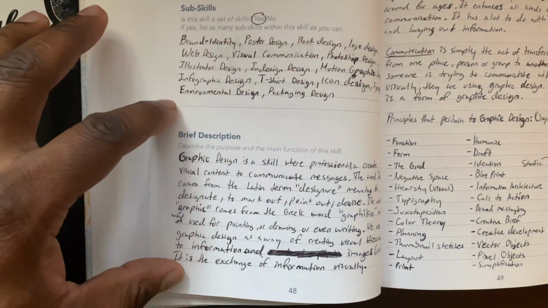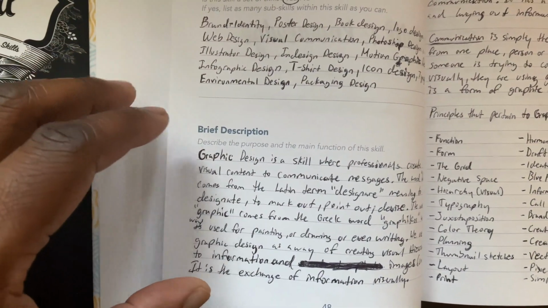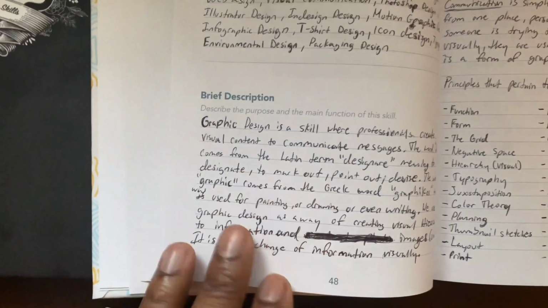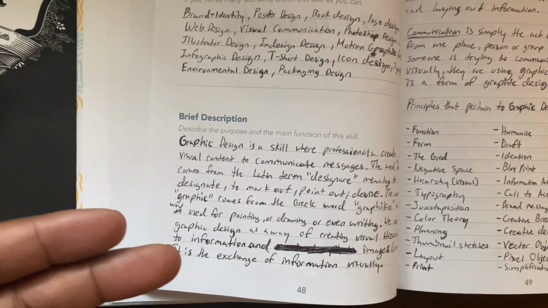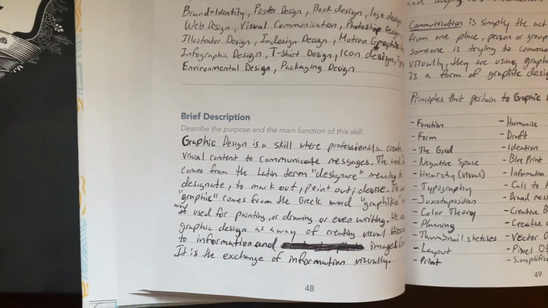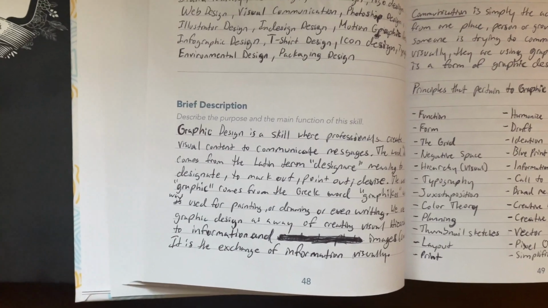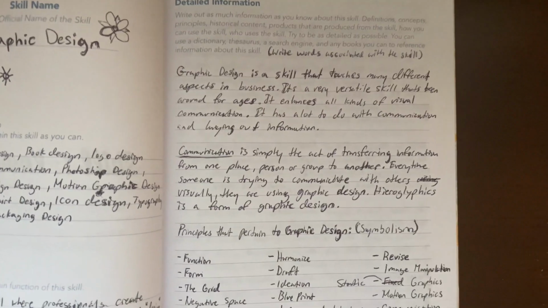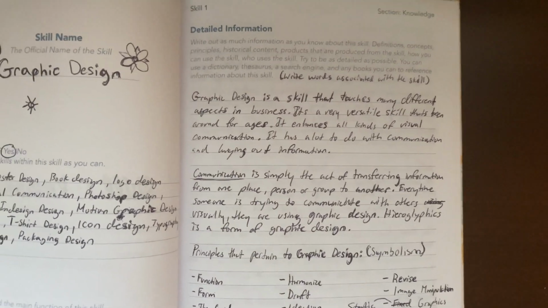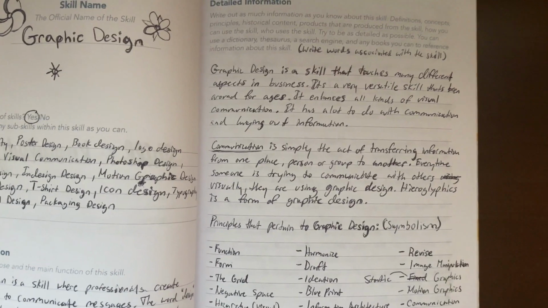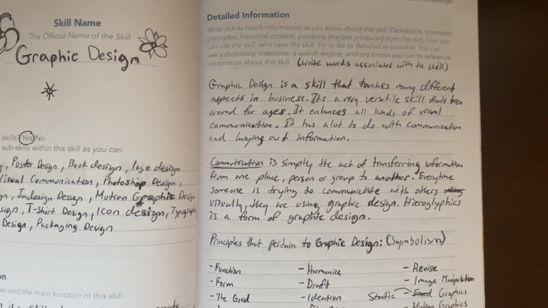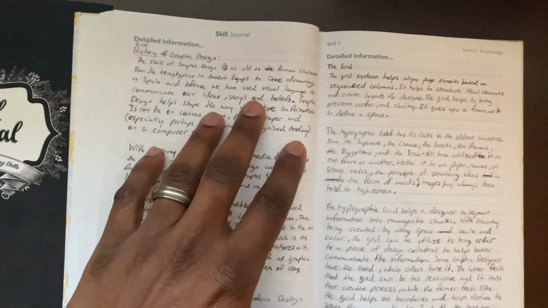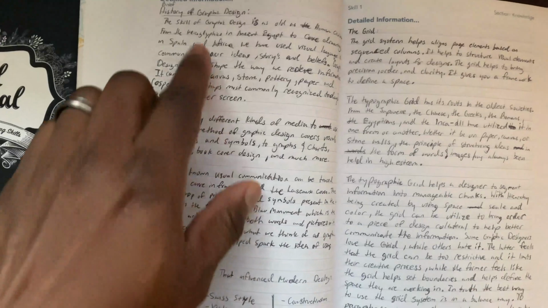So then I go down to my brief description, and here I describe the purpose and the main function of this skill. Excuse the sloppiness of it, but I broke down what graphic design is and how it's used and the very specific purpose of it. Now, detailed information deals with definitions, principles, historical content, anything of interest, anything that's unique to you, your experience and your knowledge.